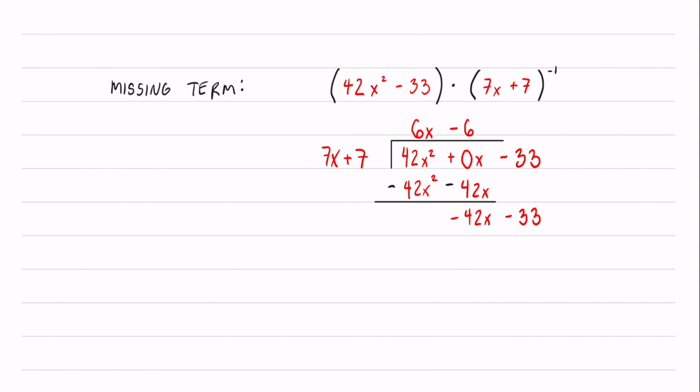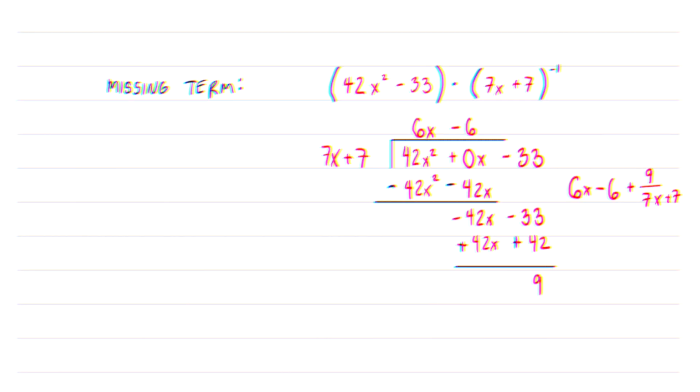If I distribute negative 6 to my divisor, I will get negative 42x minus 42. Change the signs. I think you got it right now. I think you're catching along. I hope so. That's going to get you positive 9. There's nothing else left. So my answer is 6x minus 6 plus, because that's a positive 9, 9 over my divisor, 7x plus 7.